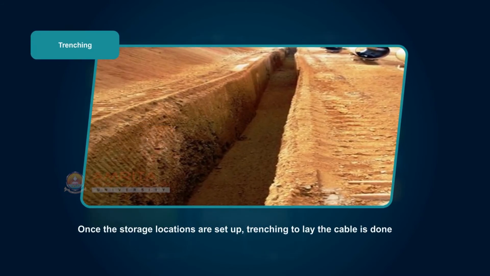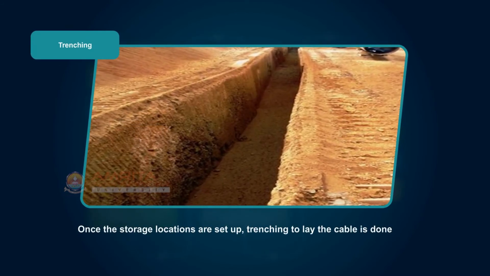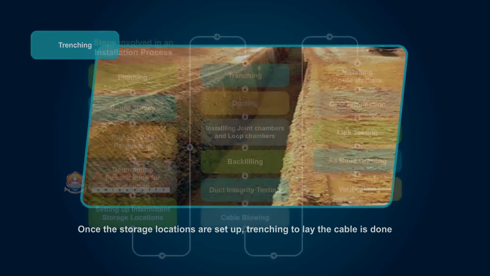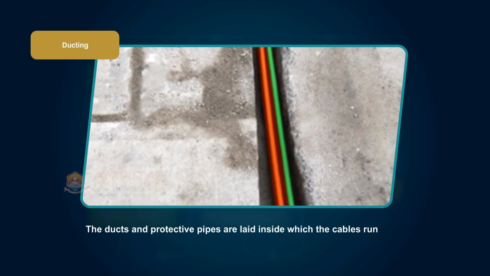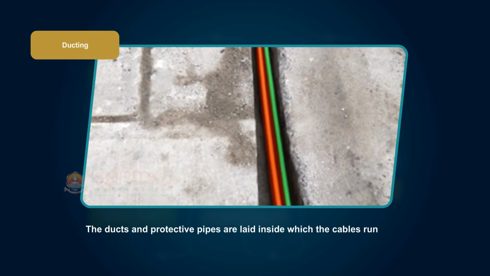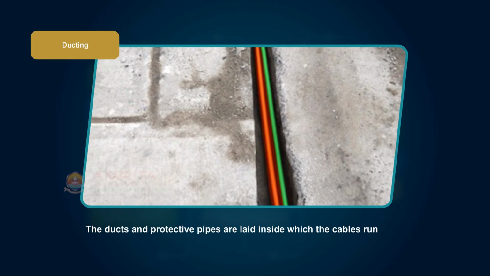Trenching. Once the storage locations are set up, trenching to lay the cable is done. Ducting. After trenching, ducting is done. The ducts and protective pipes are laid inside which the cables run.